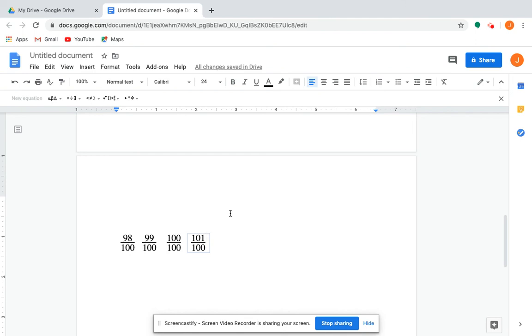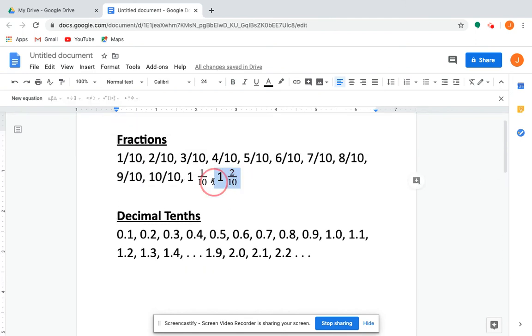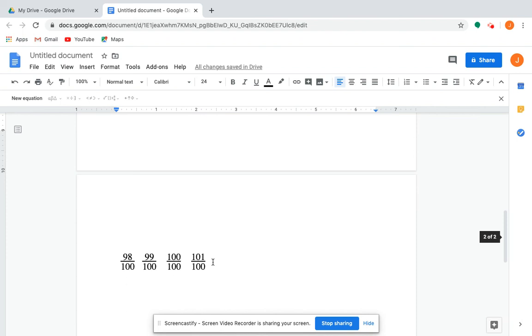Another way we could write this is 1 and 0 hundredths. So 100 and 100 hundredths would be 1 and 0 hundredths, and then 1 and 1 hundredth.